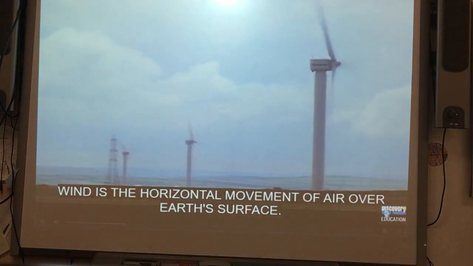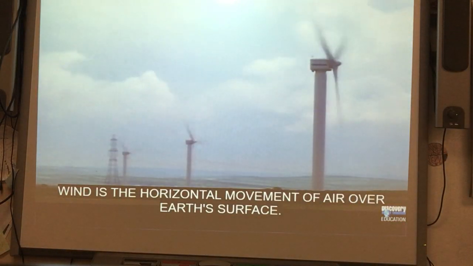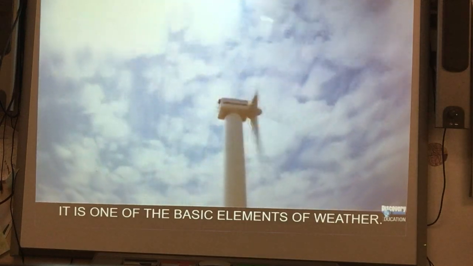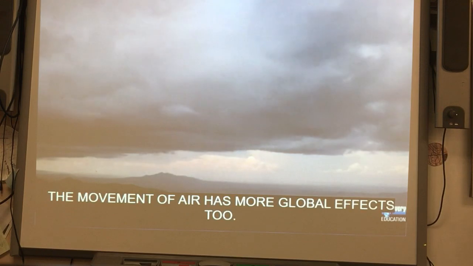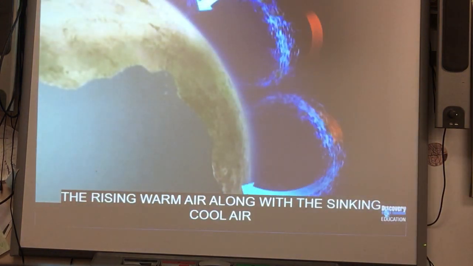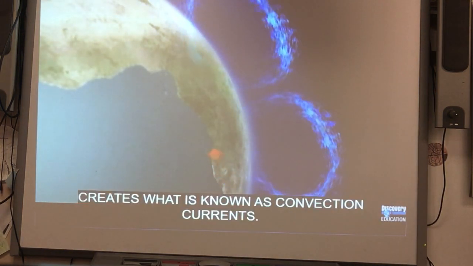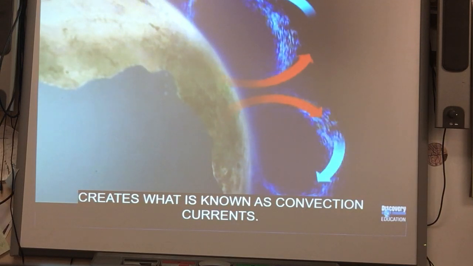Wind is the horizontal movement of air over Earth's surface. It is one of the basic elements of weather. The movement of air has more global effects too. The rising warm air, along with the sinking cool air, creates what is known as convection currents.